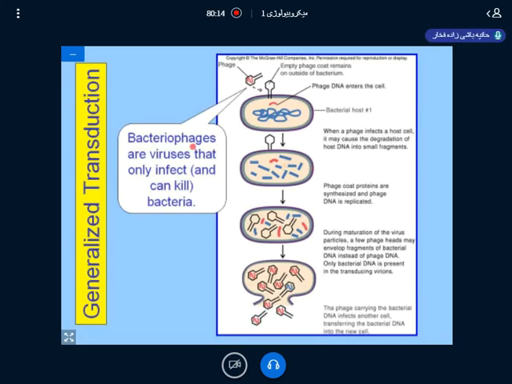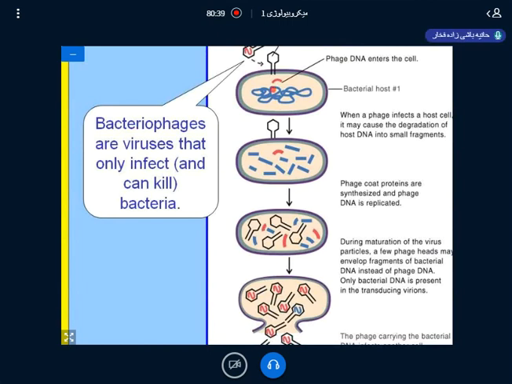This is bacteriophage. This is transduction. Transduction occurs with bacteriophage. This red is phage DNA. Look here. Red is phage DNA. Look, one phage with DNA attaches to a bacterium, a new bacterium, and enters its phage DNA into the cell.